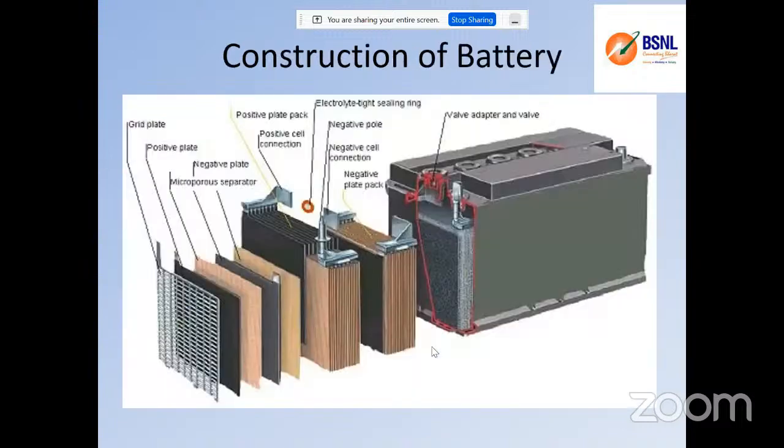This is how a battery or a cell looks. You can see that the black color is the positive plates. The sandal color is the separator, to keep a separation between the positive and negative, because they should not touch each other. There should be only electrolytic flow between the positive and negative. And this gray color is your negative plates.